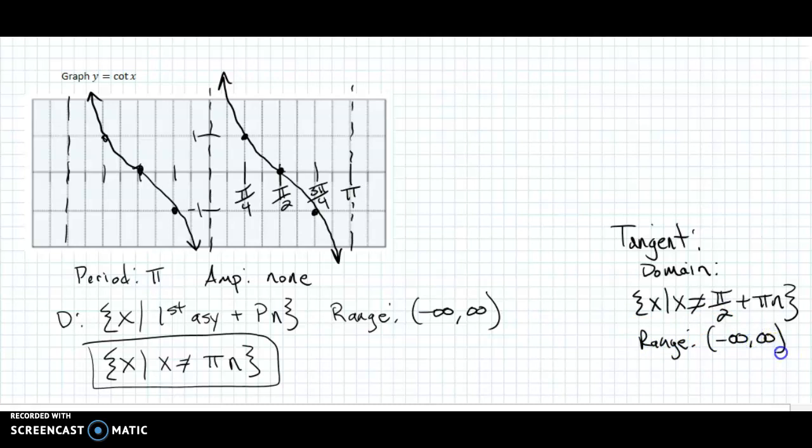So look for patterns. The first thing you should do is just draw these graphs like 3 or 4 times each. And just the same, go tangent, cotangent, tangent, cotangent, to try to get these parent functions memorized. And then when you're done with that, then you'll be ready to transform them.